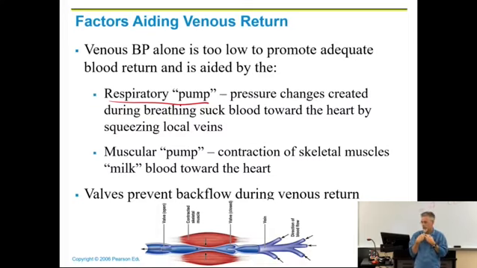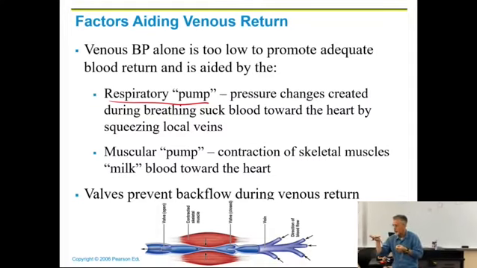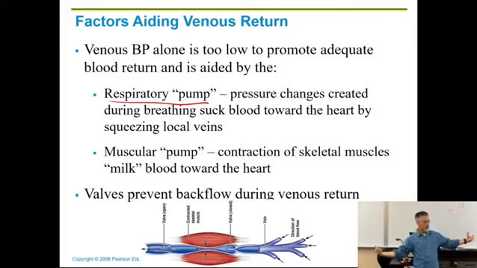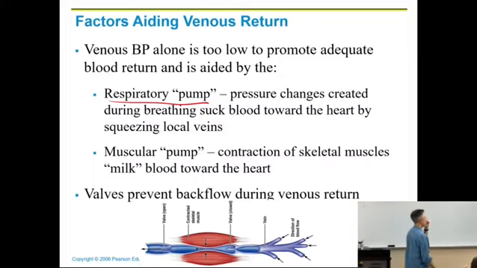Now, that's not going to be a big pressure, but if you're lying down or something like that and your blood pressure is low, that negative pressure that exists in the chest cavity is going to help to draw the blood back towards the heart. So that's called the respiratory pump. So that helps a little bit.